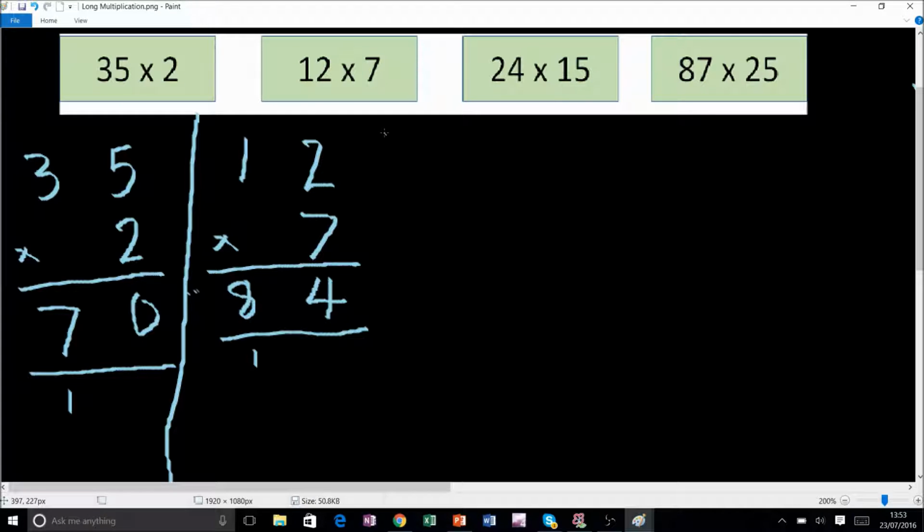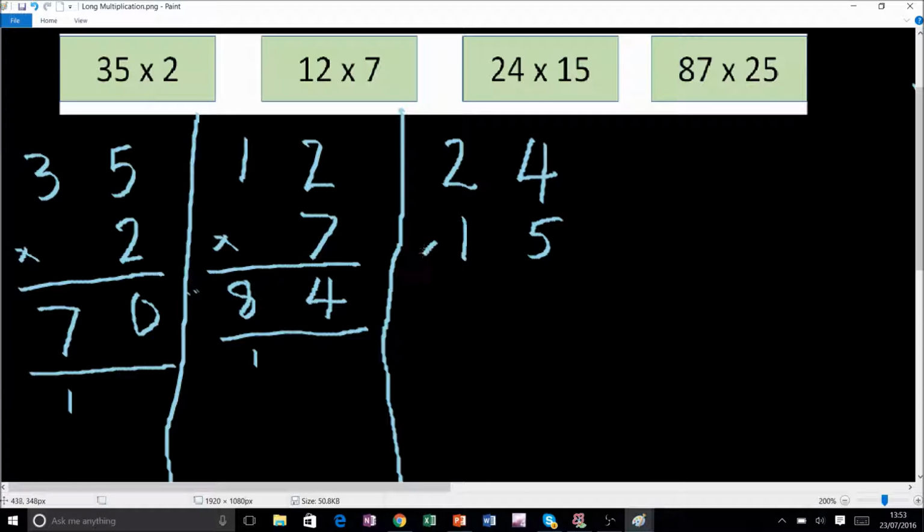Now, next one that we're going to do is a 2 by 2 one. Lovely. Okay, so we've got 24 times 15, and we need to leave extra space here for when we actually have the carryovers and stuff. So let's leave that extra space there. And we might even put a line there as well, that might help us.